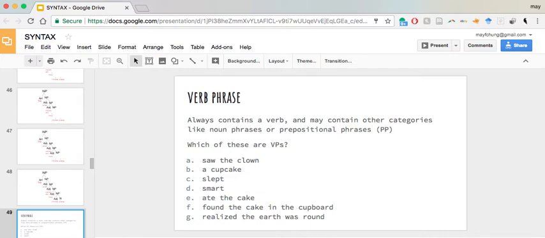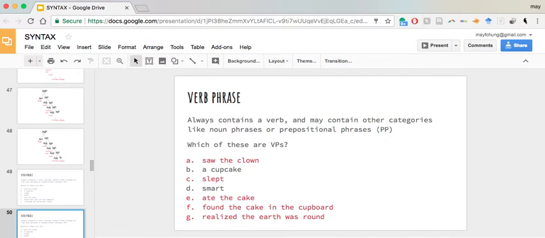Now let's talk about verb phrases. Verb phrases always contain a verb, but they could contain other categories too, like another noun phrase and a prepositional phrase. So read these and see which are verb phrases. A, saw the clown. B, a cupcake. C, slept. D, smart. E, ate the cake. F, found the cake in the cupboard. Or G, realized the earth was round. Which of these are verb phrases?